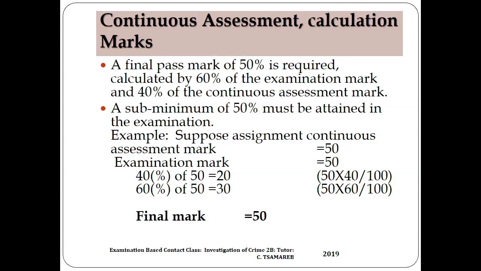Example, suppose the continuous assessment mark is 50. Your examination mark is 50. Now your continuous assessment will be calculated against 40% and your examination against 60%. So as a result, you obtain 20 and 30. If you count together, it gives you 50. So your final mark must be 50 and above for you to be regarded as a student who passed. Anything less than 50, you will be regarded as having failed.